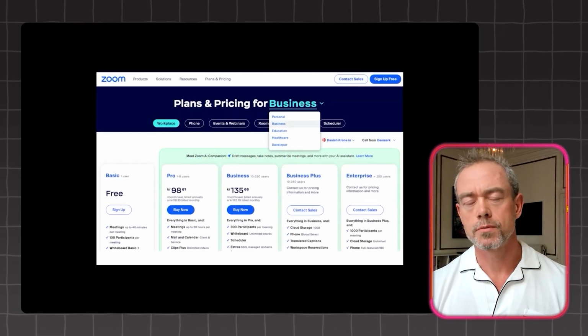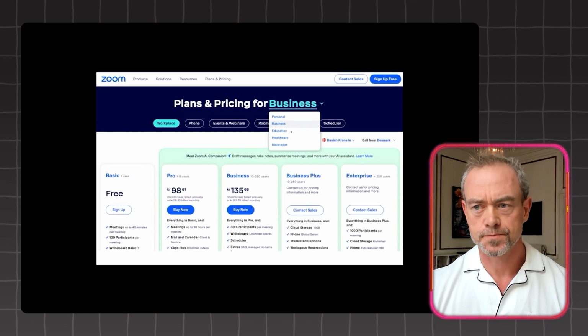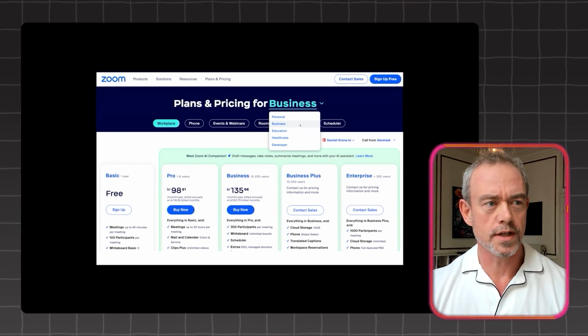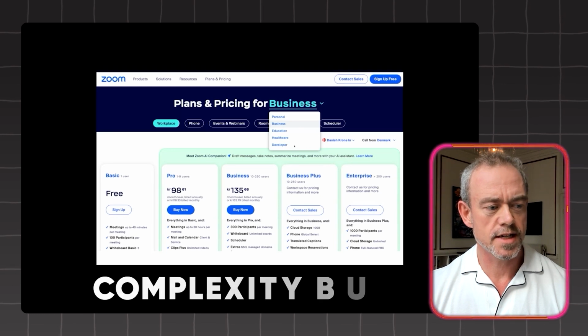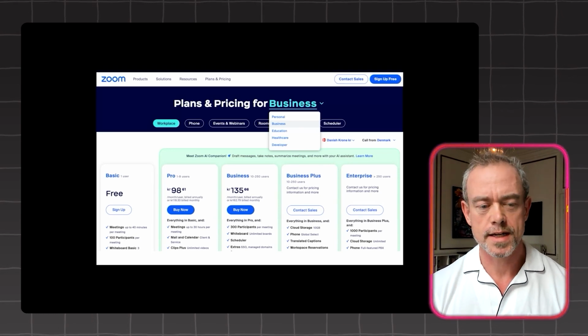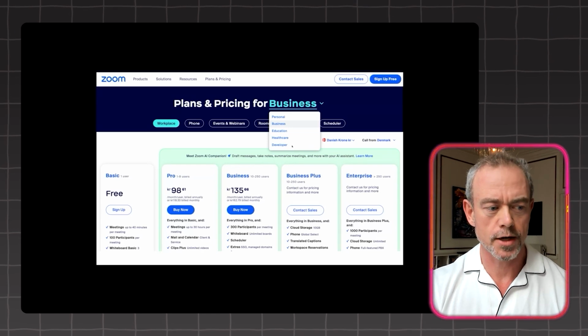Okay, that was the longest of the key concepts here. So the second is what I call the complexity budget. Complexity budget is essentially my argument against this trope in pricing that pricing should just be super simple. I don't think that's true.